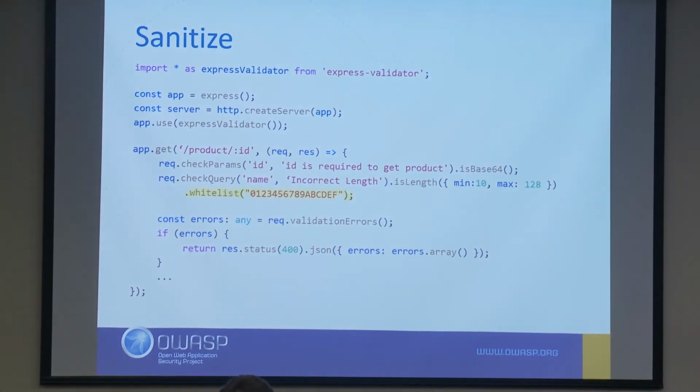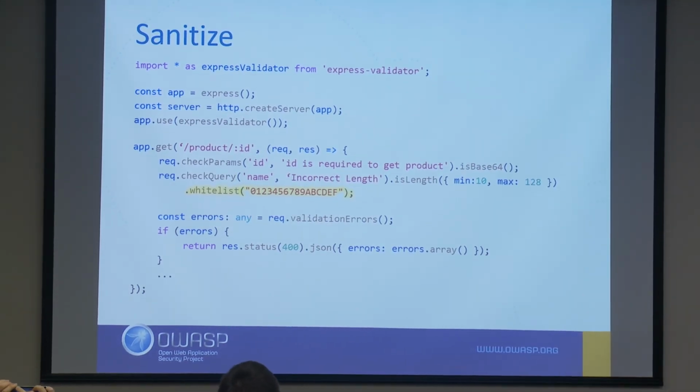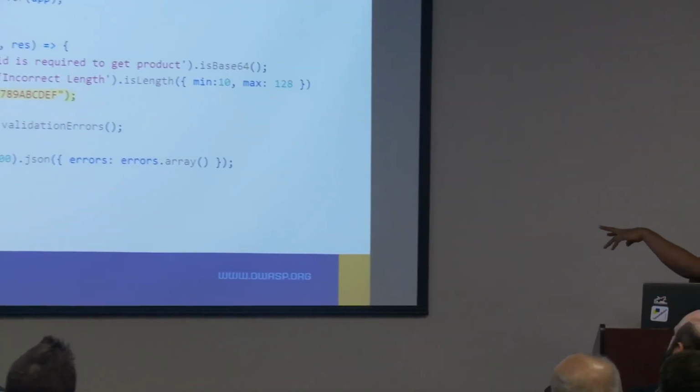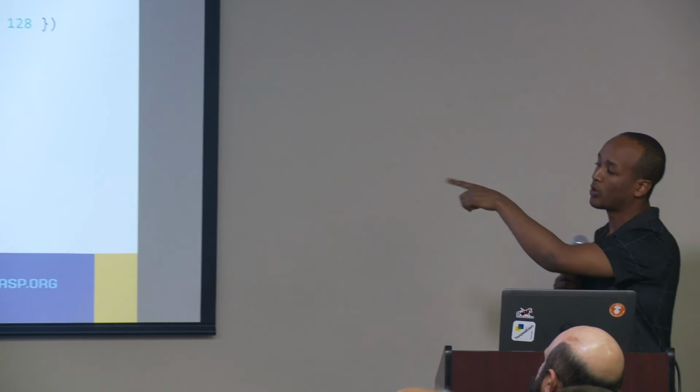In order to sanitize, we can just augment our previous example by calling the whitelist function. What it would do is, from the name value, it would strip all the characters that are not within the given list. And then instead of rejecting, you can keep the value.